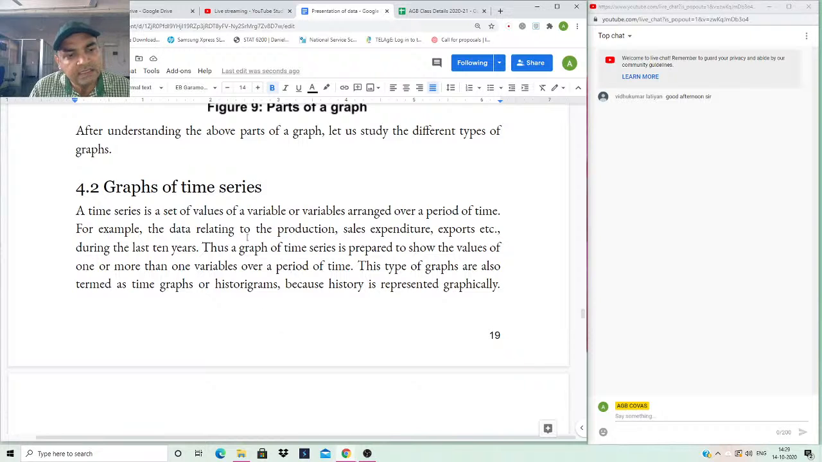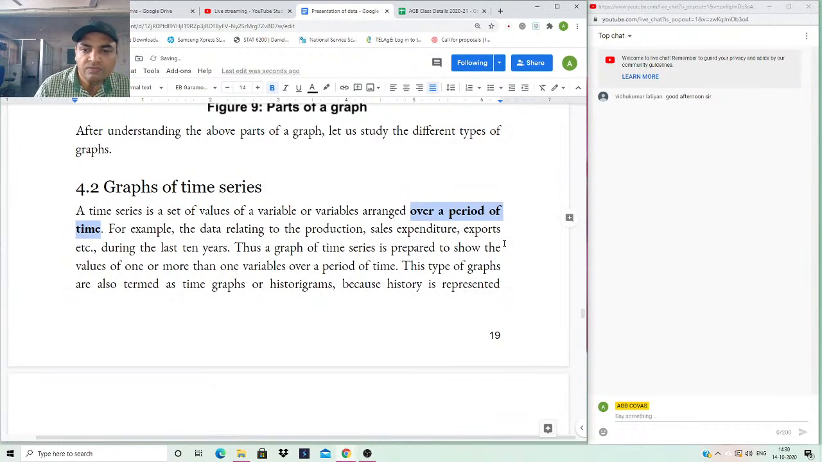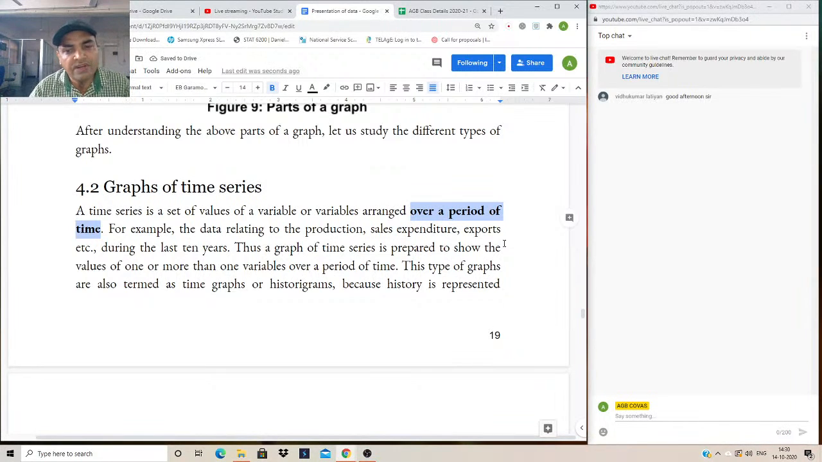A time series is a set of values of a variable or variables arranged over a period of time. When you arrange the values of one or more variables over a period of time, these values are known as a time series. For example, data related to production, sales, expenditure, or exports during the last 10, 20 or 30 years constitute an example of a time series. Thus, a graph of a time series is prepared to show the values of one or more variables over a period of time, and these types of graphs are also known as time graphs.